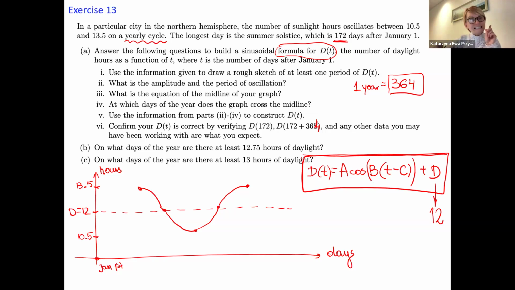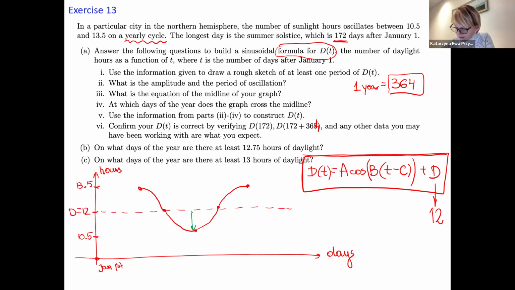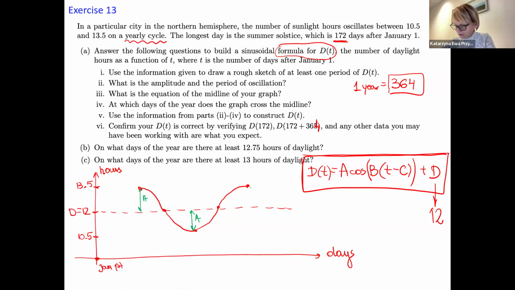Good. What is A? What is the amplitude? Let's see if it's 3, because an amplitude is the distance from the midline to the minimum or maximum. That's A. Oh yeah, we still have to divide 3 by 2. Okay, that means the amplitude is 1.5. Perfect, 1.5.